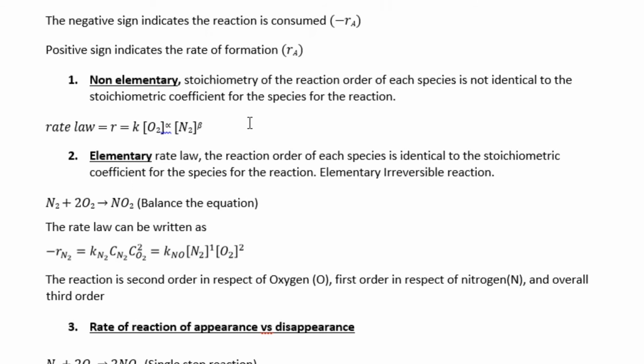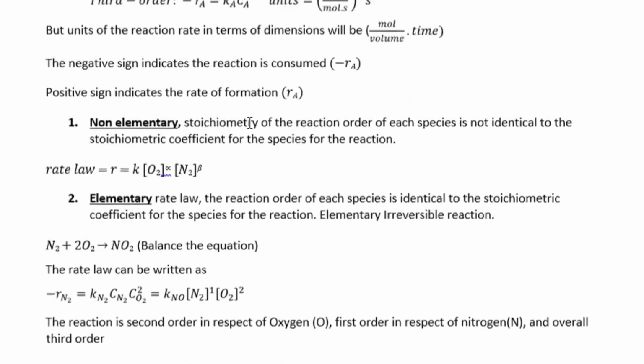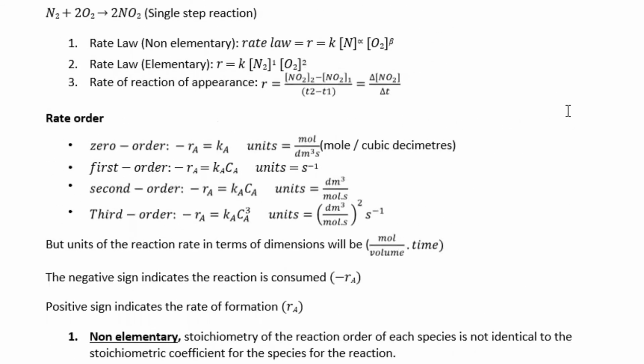Notice that when your equation is balanced, you can put a 2 in front of your oxygen, and that is our stoichiometric coefficient. Hence, an elementary rate law equation of nitrogen dioxide can be represented as this, where the reaction is second order with respect to oxygen and first order with respect to nitrogen. The overall reaction is third order, which brings us back to the orders, rate orders.